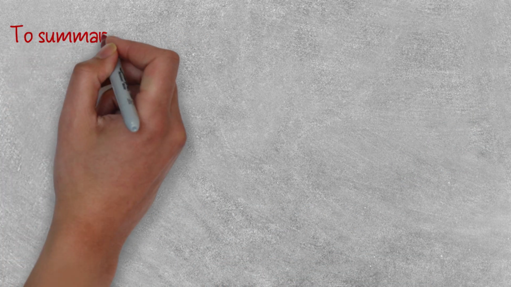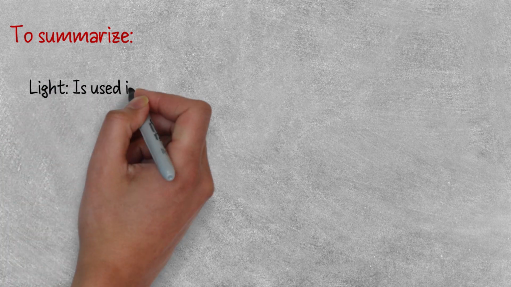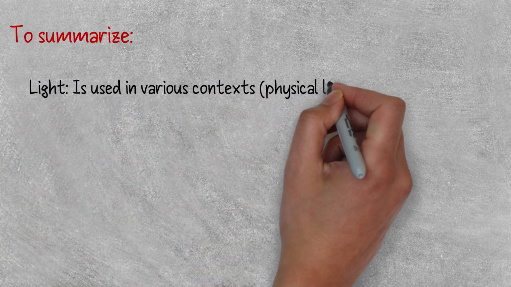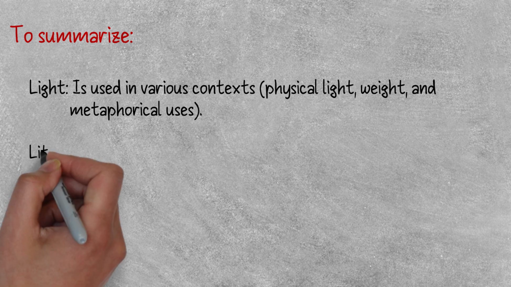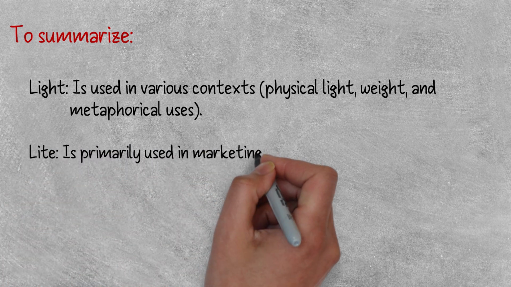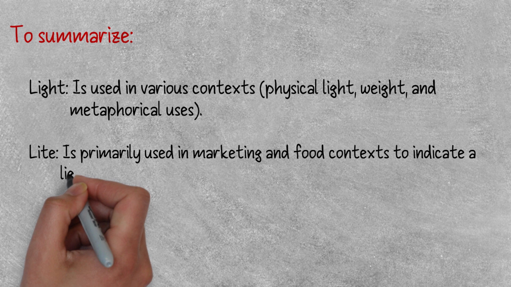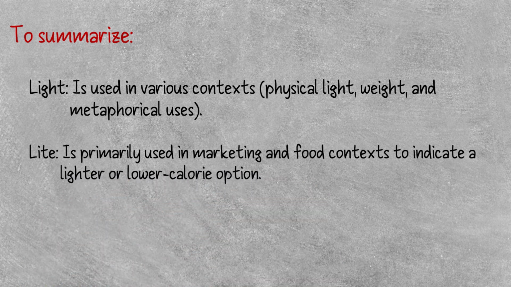To summarize, light is used in various contexts: physical light, weight, and metaphorical uses. Light is primarily used in marketing and food contexts to indicate a lighter or lower calorie option.